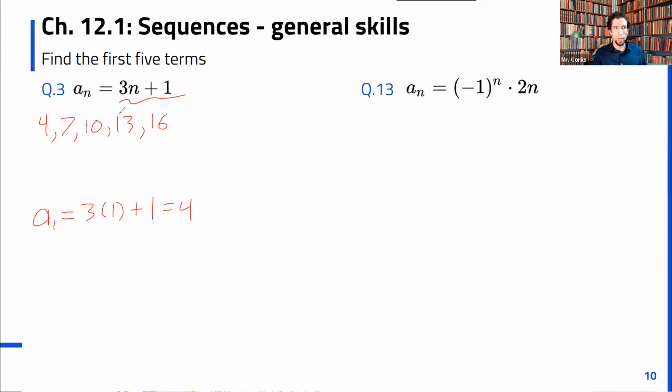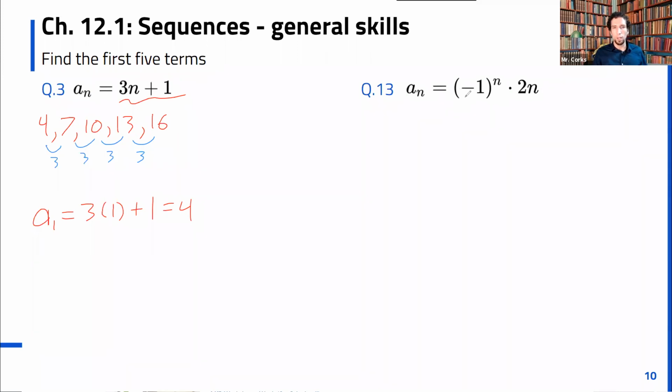What is the difference between each of these terms? 3. So 3, 3, 3, 3. So this is an arithmetic sequence. We don't need to know that to be able to write out the first 5 terms like this, but we can notice there's a common difference between all the terms. So it does turn out to be an arithmetic sequence.